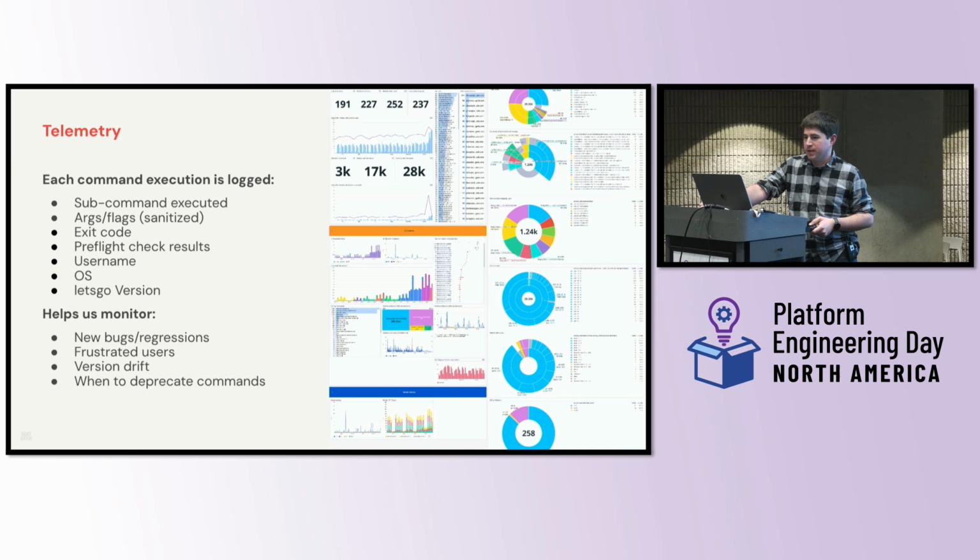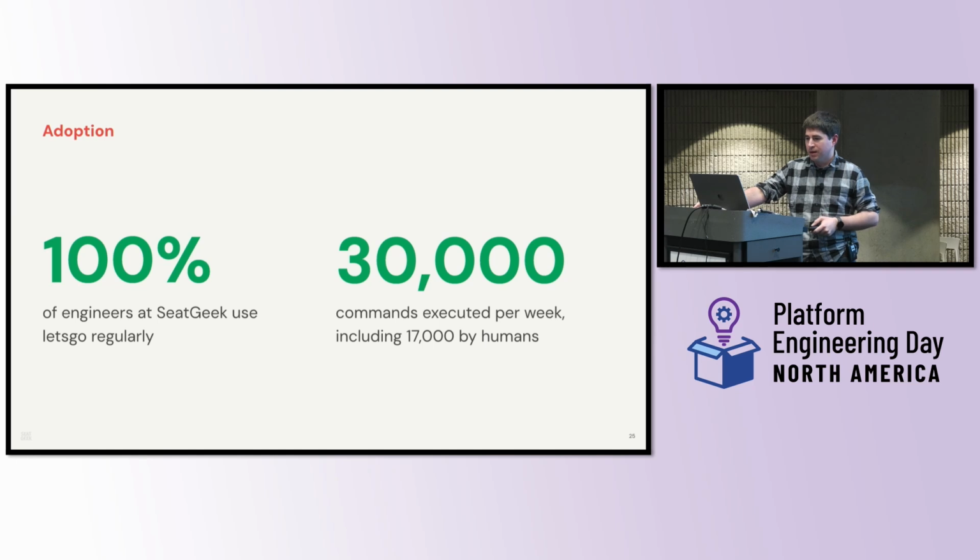The final feature that's been really helpful is telemetry. So anytime any of these commands are executed, Letsgo will phone home. It'll record what command executed, sanitize args and flags, exit code, who ran it, what version they were using. That helps us check for regressions. It lets us know when we can deprecate things. I am out of time.